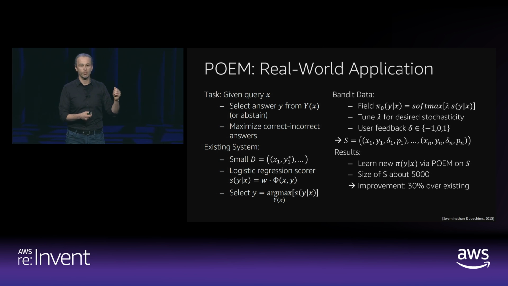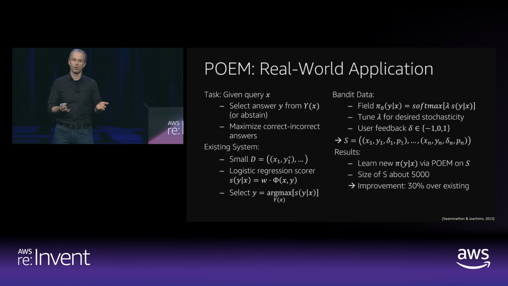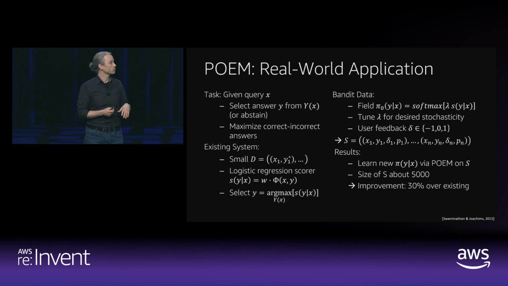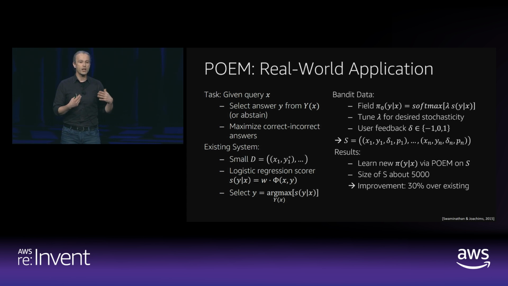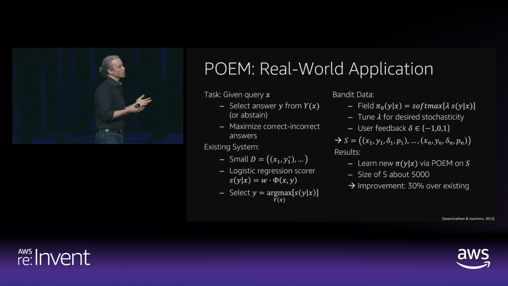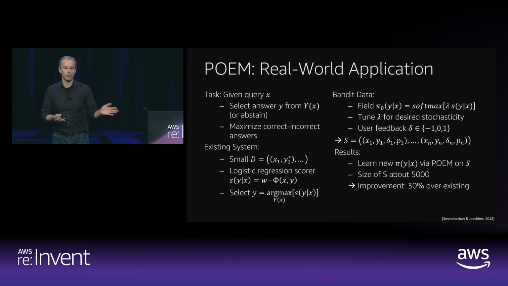And we tweaked it until the company was comfortable with the performance of the predictions that the system made, but where it was still sufficiently stochastic to give us reliable results from IPS estimation. Then we collected data from this stochastic logging policy, trained Poem, and came up with a new policy just using about 5,000 examples that gave us about a 30% improvement over the existing policy.